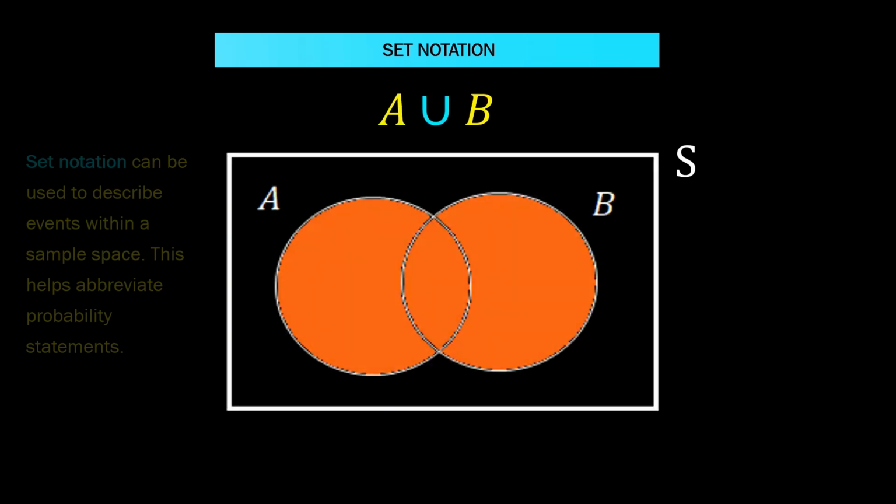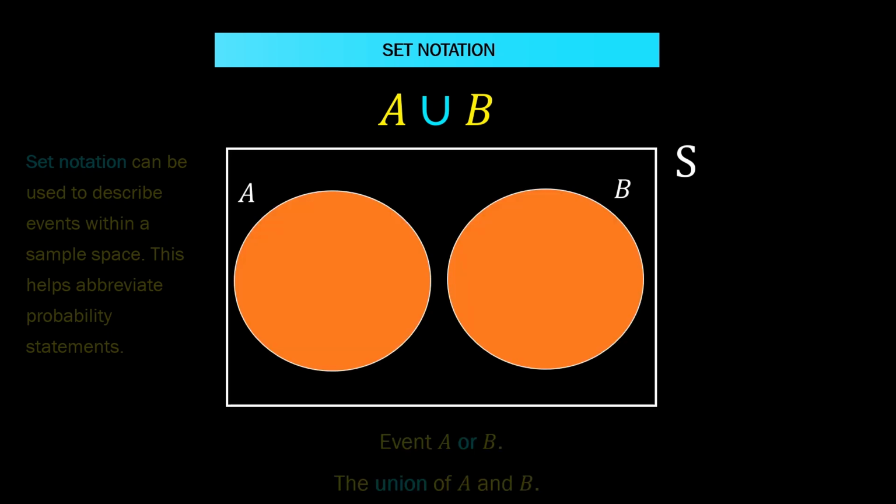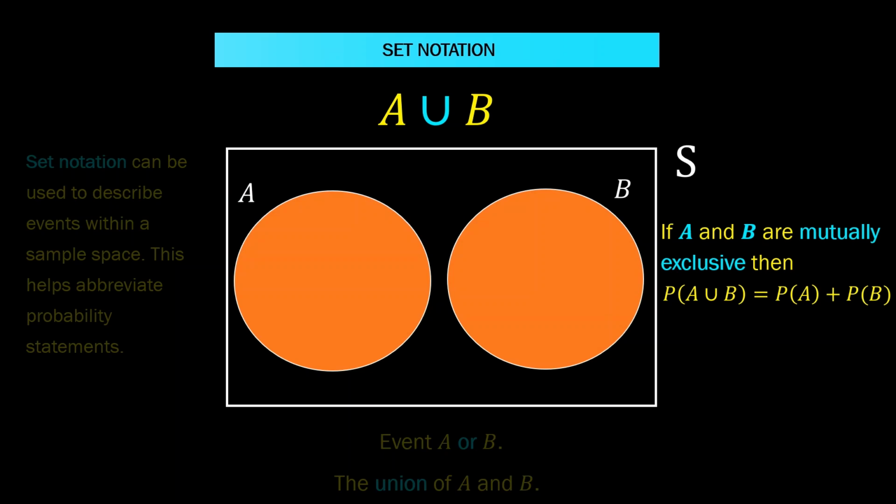This is the region A union B. It's the event A or the event B. It's also known as the union of A and B. If A and B are mutually exclusive, then probability of A union B equals probability of A plus probability of B.